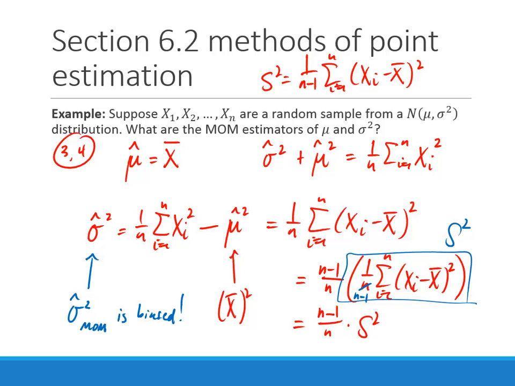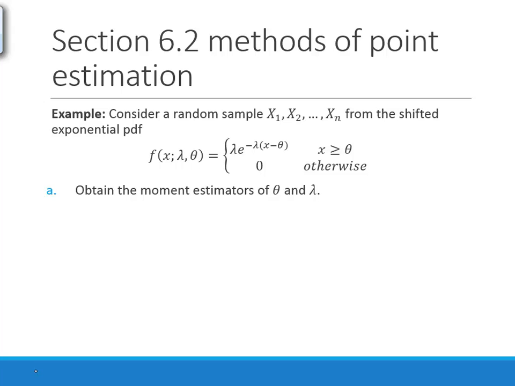Okay. Well, at the risk of boring you, I want to do one more example, something a little different that we haven't seen before, before we move on to maximum likelihood estimation. Let's say I have a random sample now from this distribution here. This is a continuous random variable, and it has a name. It's called the shifted exponential PDF.